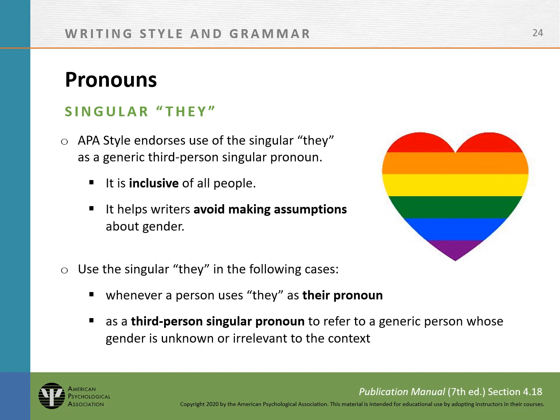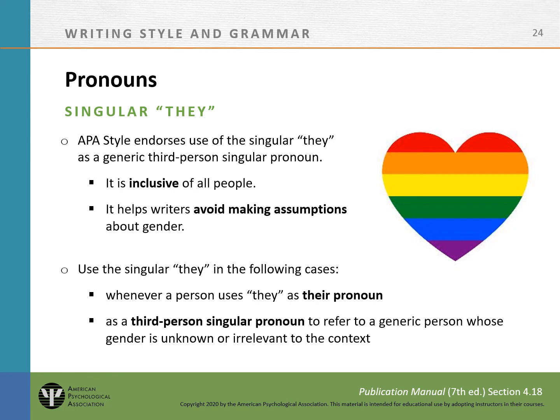APA style endorses the singular they as a generic third-person singular pronoun. It is inclusive of all people. It helps writers avoid making assumptions about gender. Use singular they in the following cases: whenever a person uses they as their pronoun, and as a third-person singular pronoun to refer to a generic person whose gender is unknown or irrelevant.